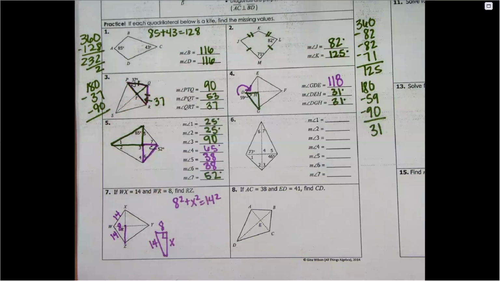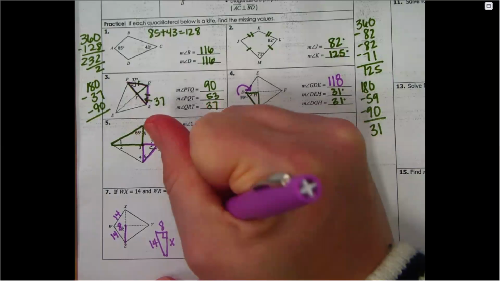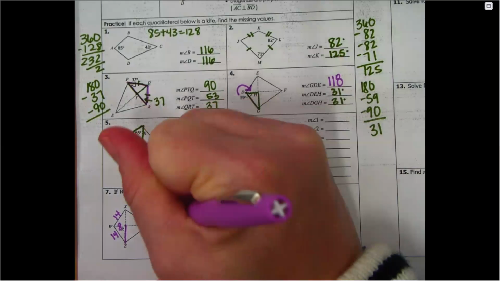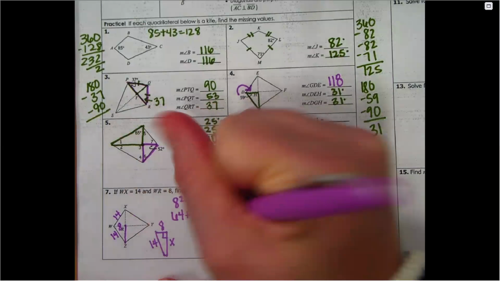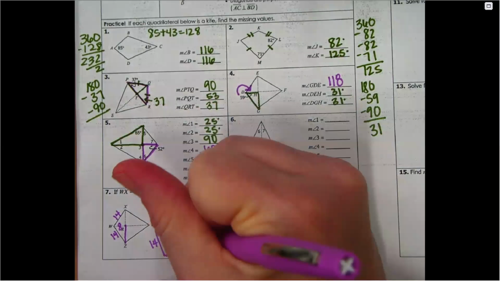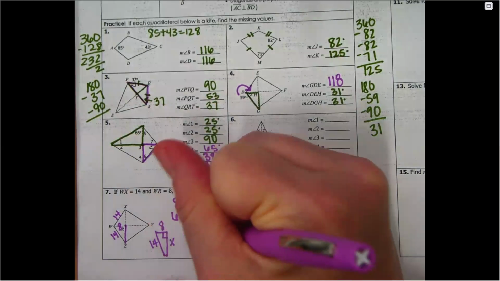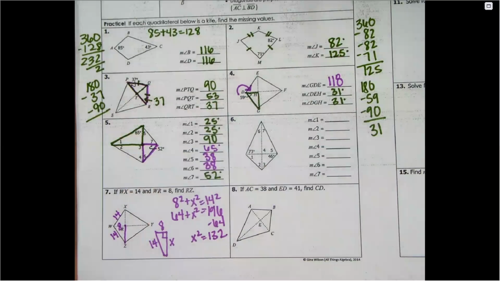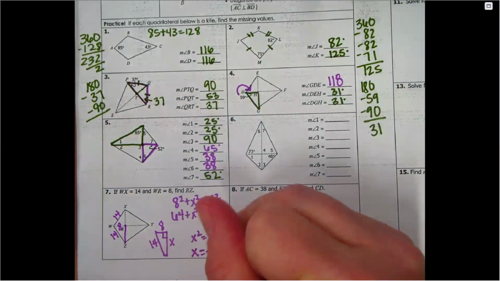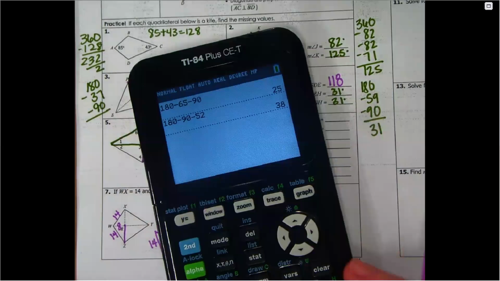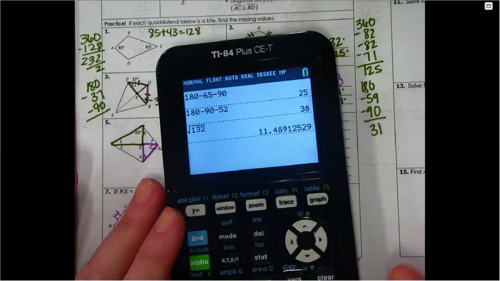What's 14 squared? What's 8 squared? So I subtract 64. What's 196 minus 64? Okay, is 132 a perfect square? No. So we're going to get as close as we can. 11.5. Thank you.